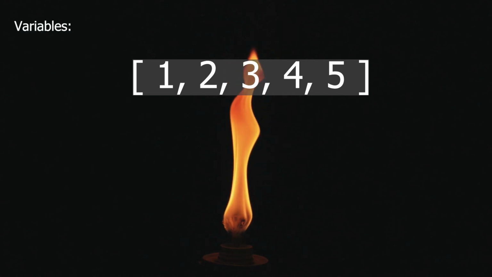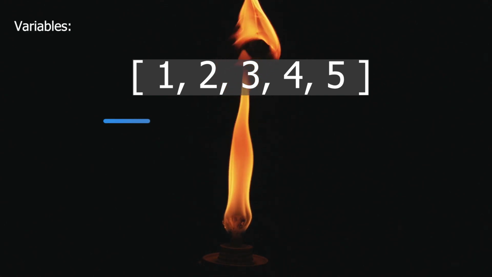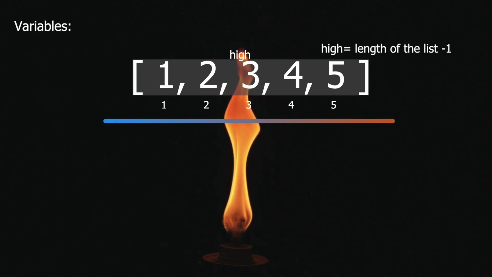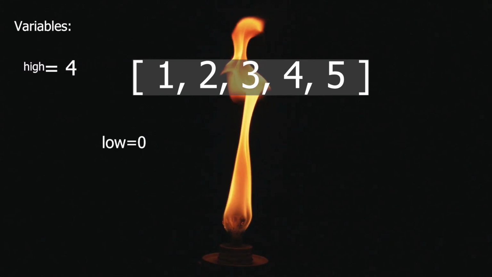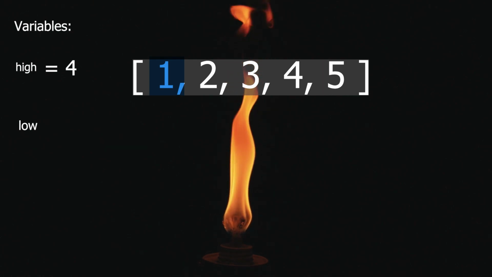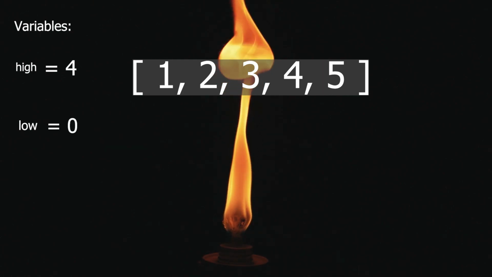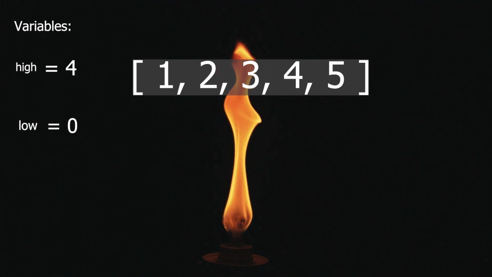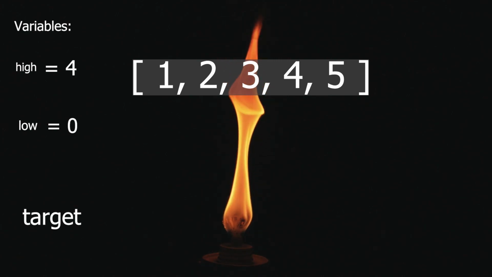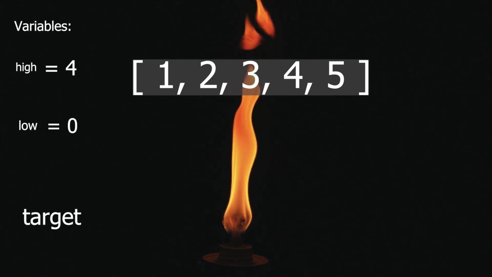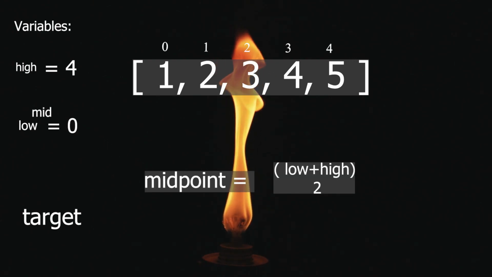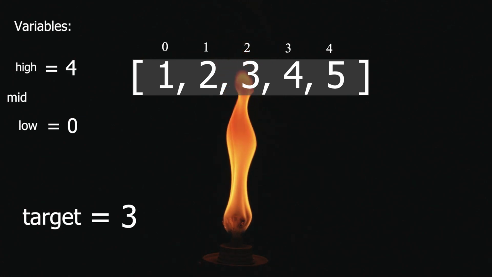You will need 3 variables. One will represent the length of the numbers, -1, and it's often called high. And another variable for the location of the first item, often called low, and it's normally set to 0. The number we are trying to find is called the target. And to find the target, you just add low and high together and divide by 2 to get the midpoint, the third variable. The midpoint is often called mid.